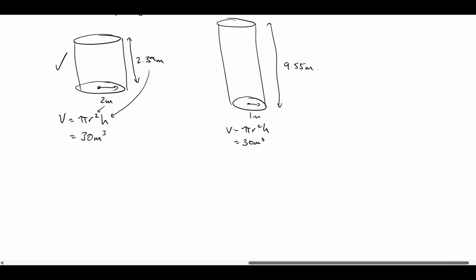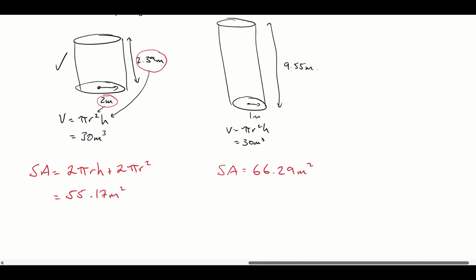So the surface area of the one on the left, the formula is 2 pi r h plus 2 pi r squared. So if we put our values for r and h into this equation, you should get 55.17 square meters of surface area. You can do the same on this cylinder on the right, the tall skinny one, using the same formula but different values for r and h, and you should see that you get 66.29 square meters. So I'd encourage you to check that.